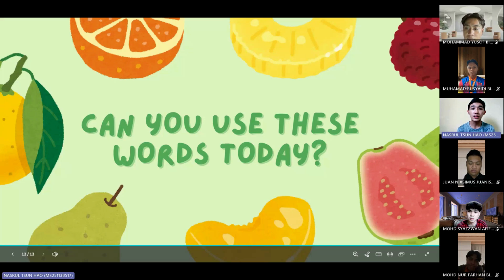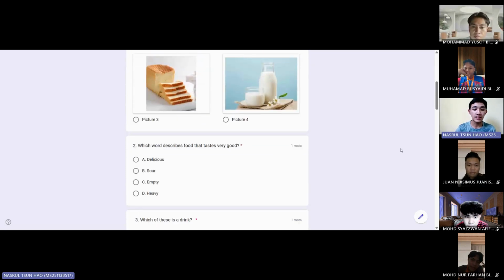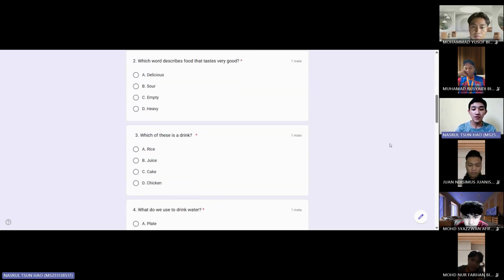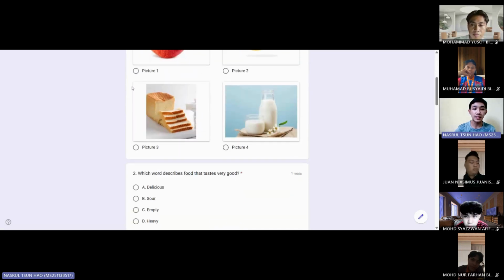Next, we will move to the Google Form quiz that I've prepared. Here is the Google Form exercise that I've prepared. Once students are familiar with the vocabulary, they will open the Google Form that I have prepared. The Google Form contains different types of vocabulary exercise. So, for example, students can answer the multiple choice question, fill in the blanks, identify picture, and complete the simple sentence.